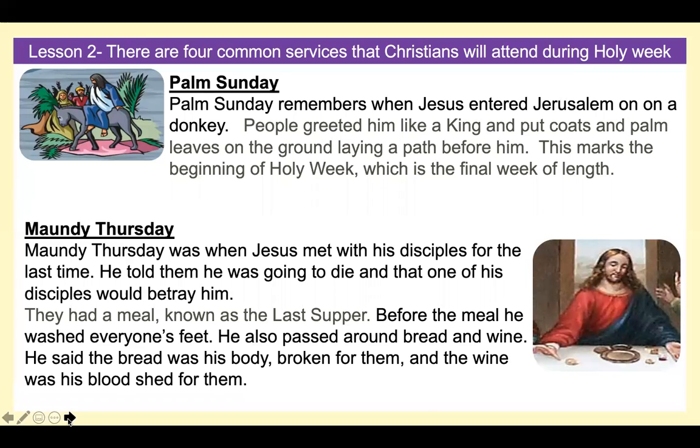Maundy Thursday was when Jesus met with his disciples for the last time. He told them that he was going to die and that one of his disciples would betray him. They had a meal known as the Last Supper. Before the meal, he washed everyone's feet. He also passed around bread and wine. He said the bread was his body broken for them, and the wine was his blood shed for them.